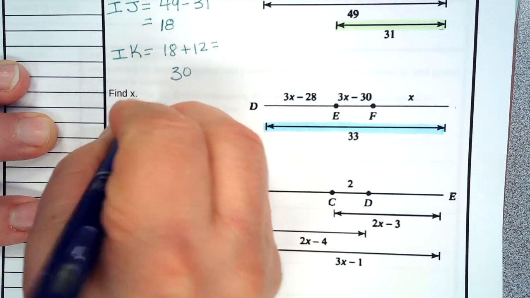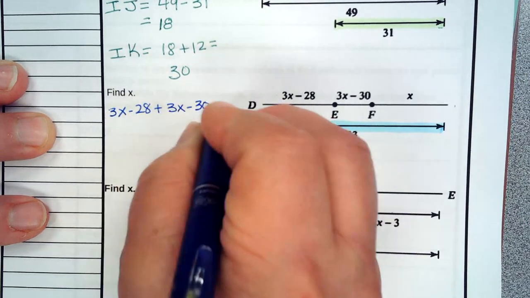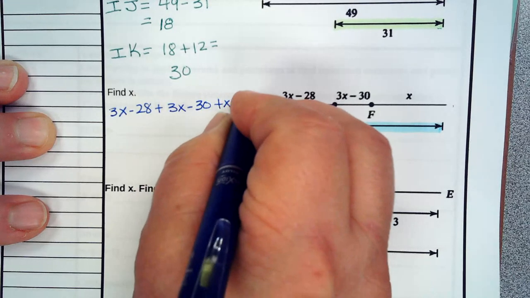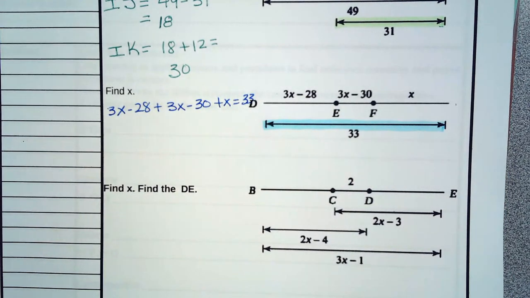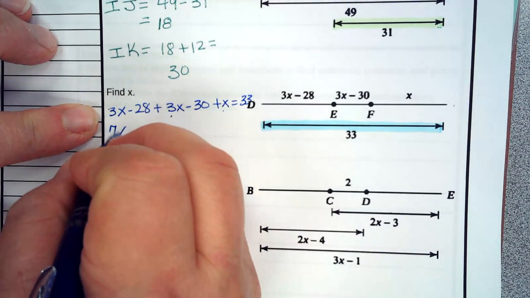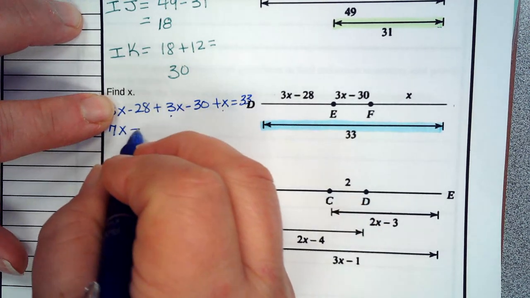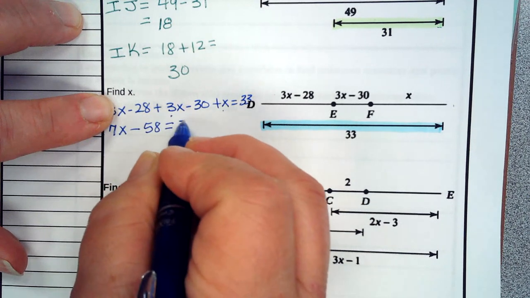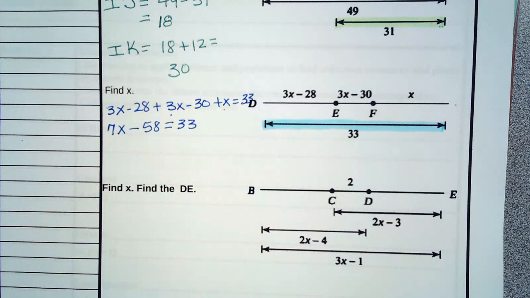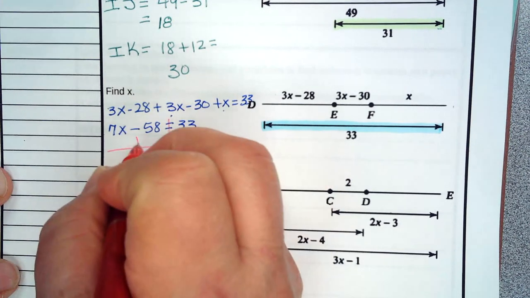3x minus 28 plus 3x minus 30 plus x equals 33. About ran out of room. 3x plus 3x is 6x plus 1 more is 7x. Negative 28 plus negative 30 is minus 58 equals 33. Let's solve. I'm going to add 58 to both sides.